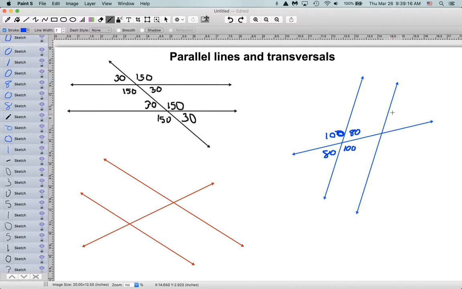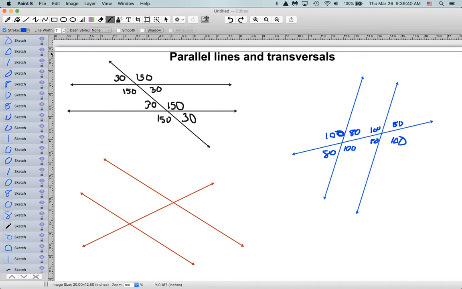And then again, these two being supplementary, this one would have to be 100. Now, as long as these 2 lines are parallel, these 4 angles over here are the same as those. So this one would be 100. This one would be 80. This one would be 80. And this one would be 100. And so we only have those 2 different angle measures, 80 and 100, that kind of zigzag through here.